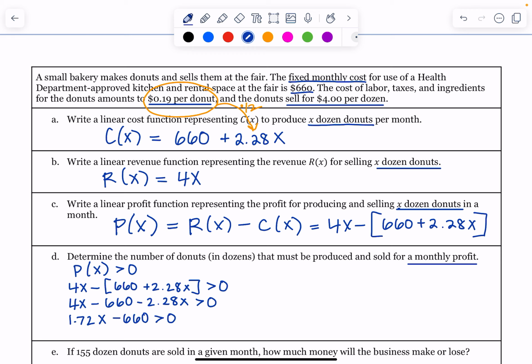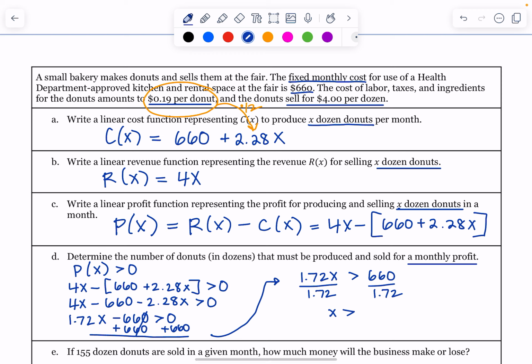I didn't run out of space. I'm going to add 660 to both sides. And that's going to give me 1.72x needs to be greater than 660. Divide by 1.72. And x is greater than, it's a big decimal, 383.72. So we need to think about what this means in the context of the problem.